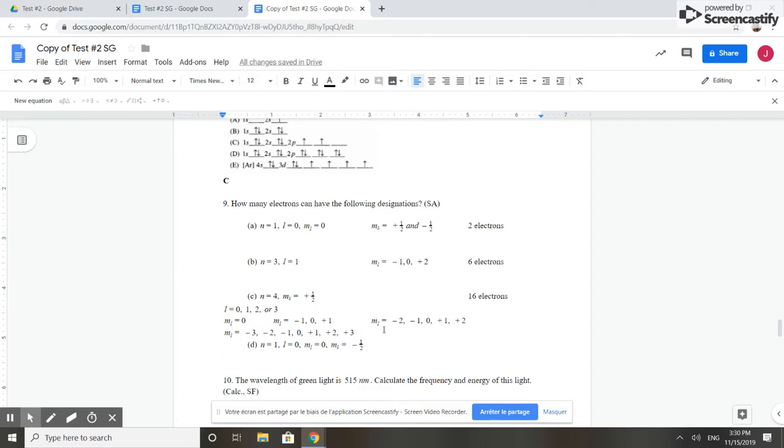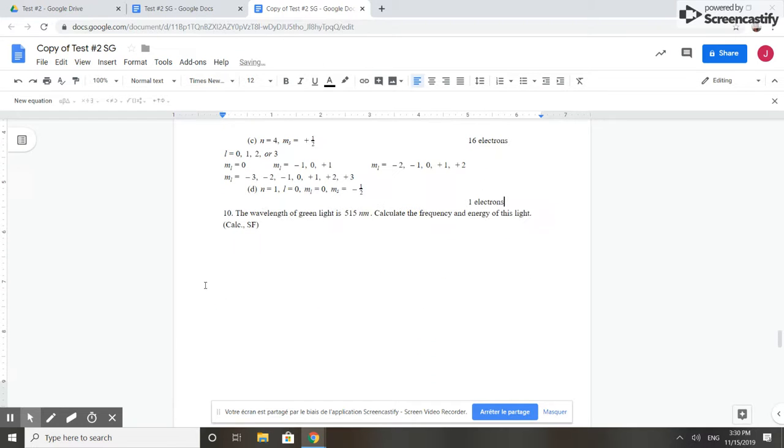And then for D, all of the numbers check out. So anytime you have 4, they check out. The answer is always 1. That's because of the Pauli exclusion principle. Right. So now this is just a wavelength frequency question. Before I do anything else, I am going to convert 515 nanometers to meters. If you need this conversion on the test, I will give it to you.